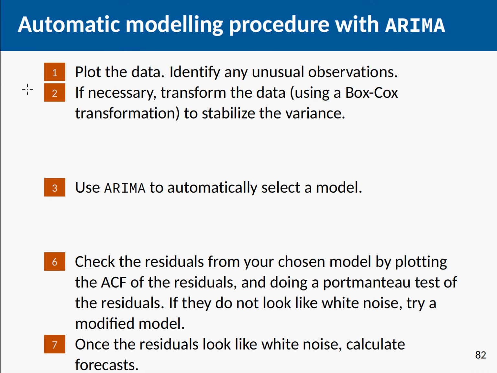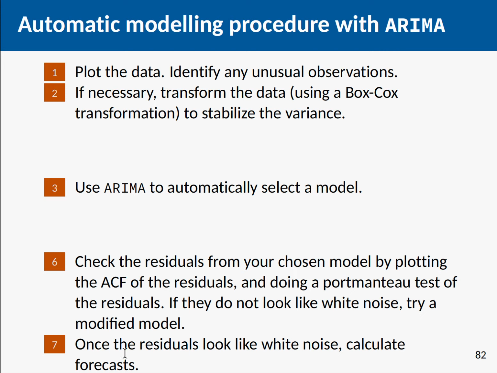The automatic modeling procedure with ARIMA is going to skip some of those things that you have to do manually. What you can do is plot the data, identify the unusual observations, and stabilize the variance. Now, ARIMA would automatically select a model. It would do all of that you were doing manually, but in the algorithm, this is all programmed.